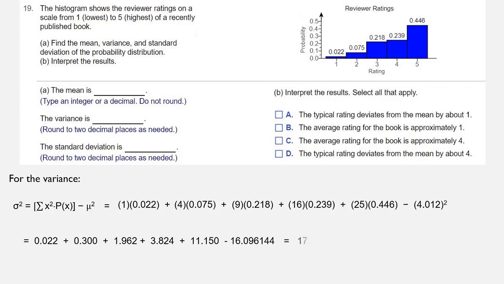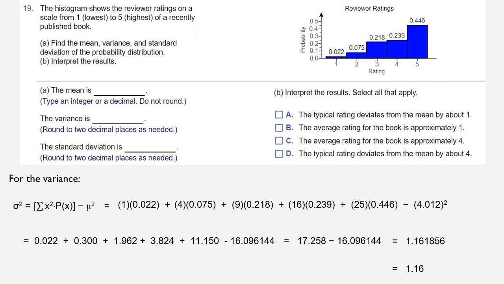16.096144, which is 17.258 minus 16.096144, which gives us a variance of 1.161856. That's the answer for the variance, rounded to 2 decimal places, is 1.16.